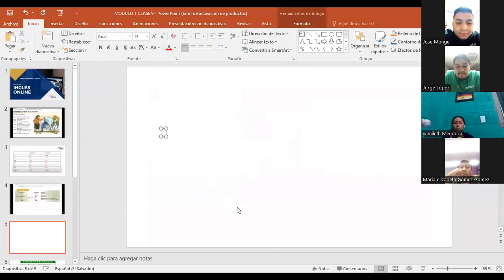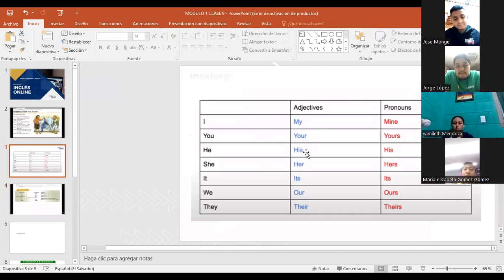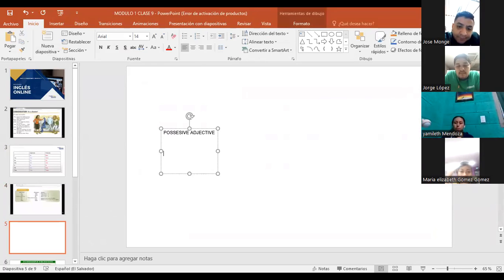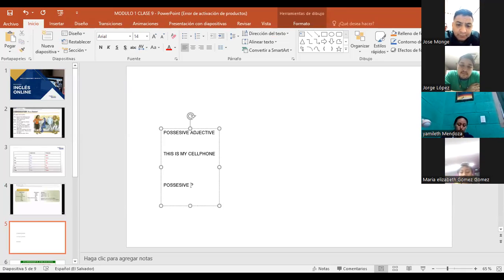So let's see, guys. Tenemos possessive adjective, okay? Los possessive adjectives son estos, okay, guys? My, your, his, her, okay? So possessive adjective. Let's create a sentence. This is my cell phone. Okay, este es mi celular. Okay. Now possessive pronoun. This cell phone is mine. You see? Así es como funciona, chicos.